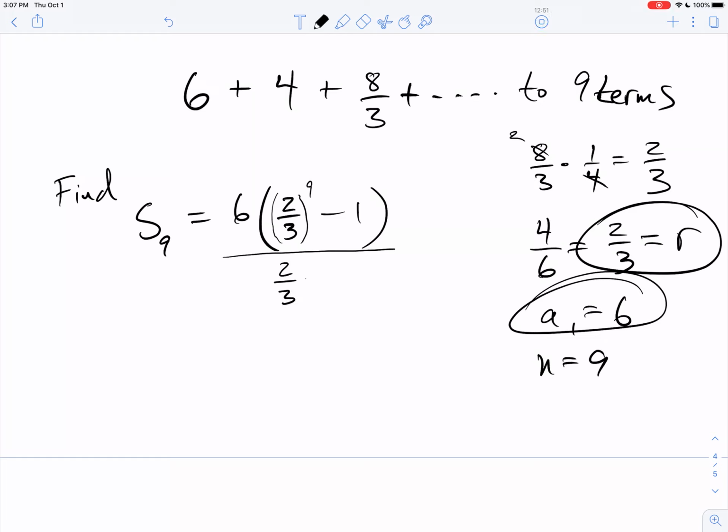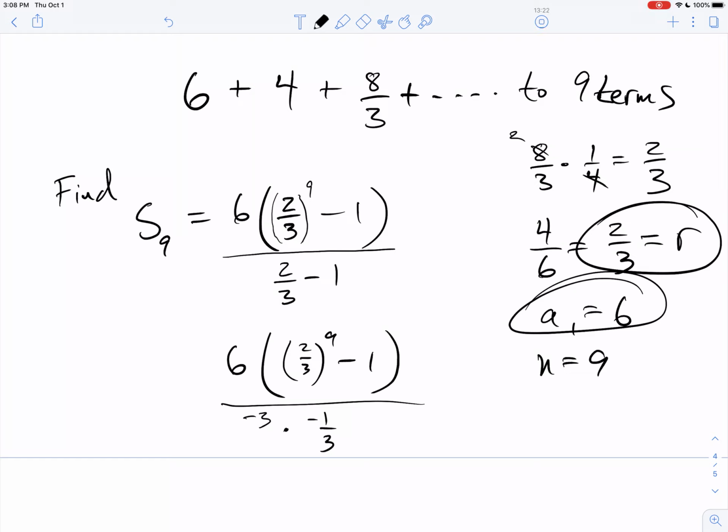But here's the trick I want to make sure you see. R minus 1. Now this looks horrible because there's all kinds of fraction action. And you could make this look a little simpler. I'm going to work right below it for a second. 6 times 2/3 to the 9th minus 1. 2/3, take away 1, is negative 1/3. So here's the thing. Double fraction, ick. Do this for yourself. Multiply the bottom by negative 3. But if you do that to the bottom, multiply the top by negative 3.